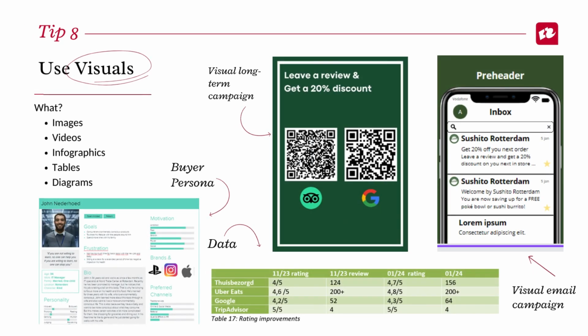When creating your digital marketing plan, you will collect a lot of information. Enhancing the communication of this information and the creativity can be done by creating visuals. The types of visuals you can utilize are images, videos, infographics, tables, diagrams, and much more. On the slide, you will see some examples of the visuals I created for the DMP of Sushito Rotterdam.